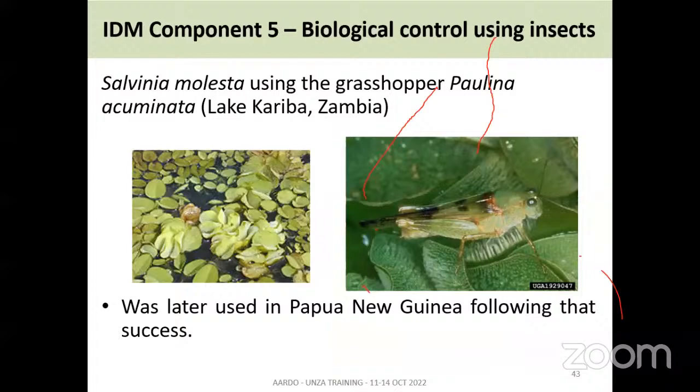I was mentioning the management of aquatic weeds. Paulina acuminata was an insect that was introduced into Zambia to deal with the Salvinia molesta. And it did a good job. It ended up being tried in other countries also.